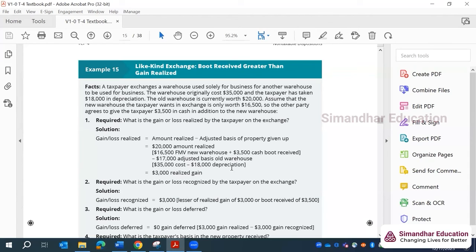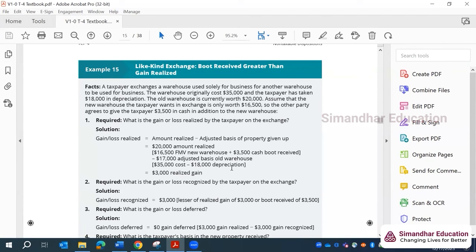Now, what is the adjusted basis of our warehouse? The adjusted basis of our warehouse is $17,000. $35,000 is the cost minus $18,000 of depreciation. What is the total value that we are receiving in exchange? We are receiving a warehouse which is worth 16,500, and we are receiving $3,500 in cash. Okay. So we are receiving $20,000 in total. What is our realized gain here? Our realized gain here is $3,000.